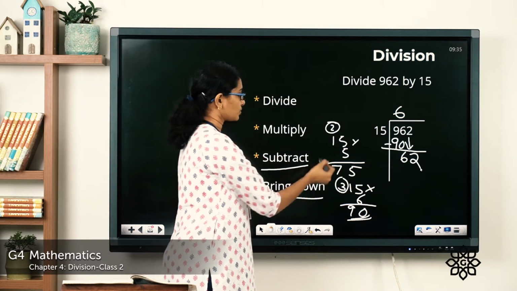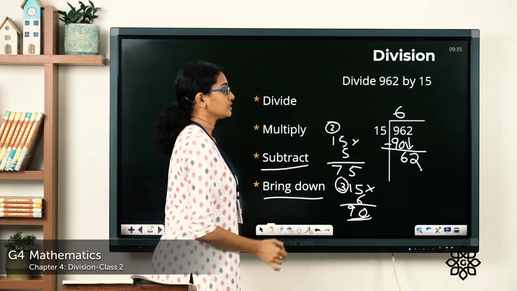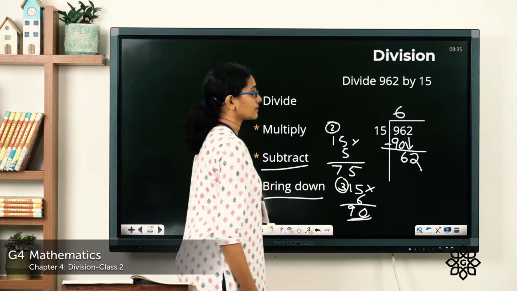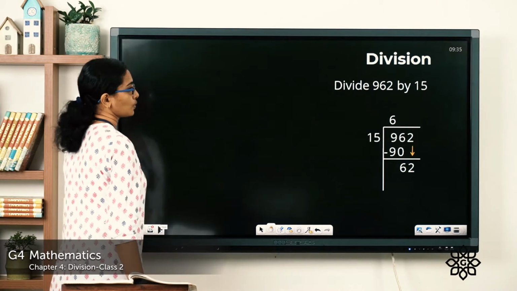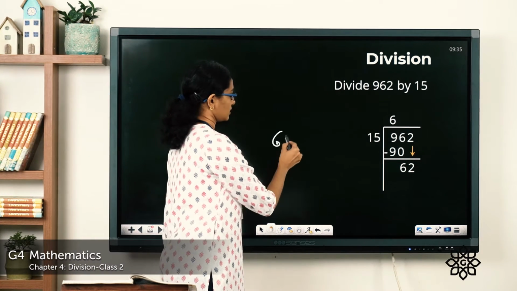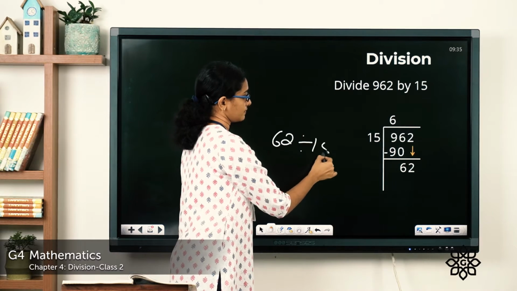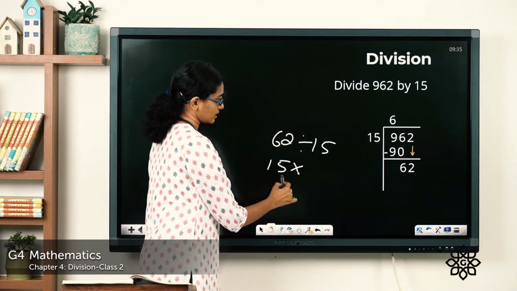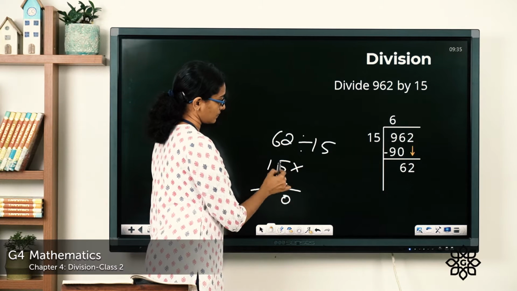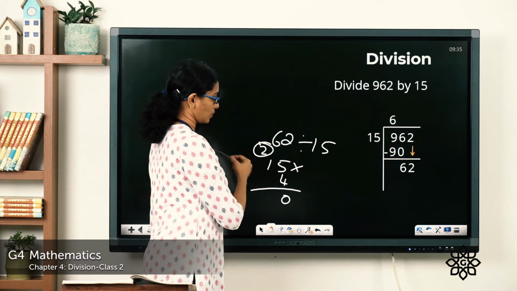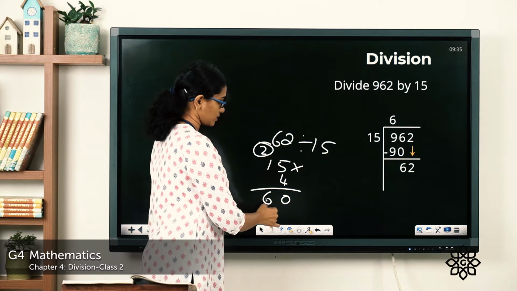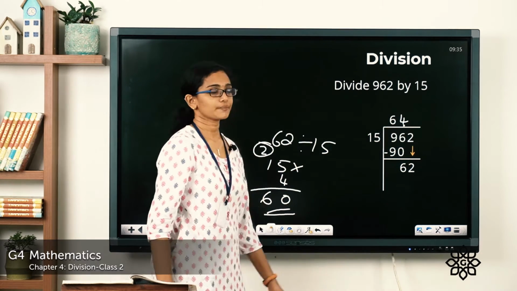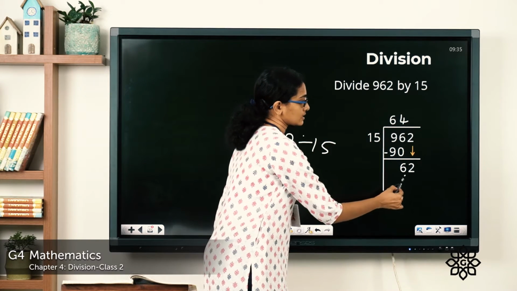So, that gives us 62. Now, we are going to repeat these steps until we don't have any more digits to bring down. So, now let's divide this 62 by 15. 62 divided by 15. So, we know 15 4s are 60. See, 4 5s are 20. I carry over 2. 4 into 1, 4 plus 2, 6. So, shall we take 4 15s here?